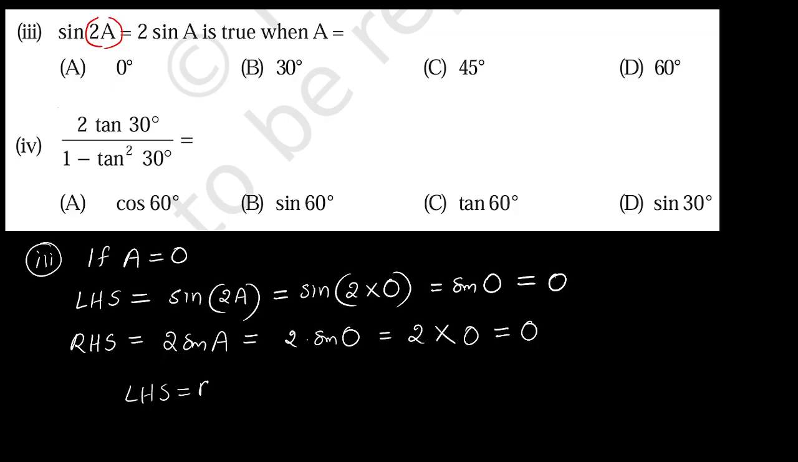LHS equal to RHS. If I substitute a equal to 0, LHS equal to RHS. So option A is the correct answer. Clear? So I hope you have understood.